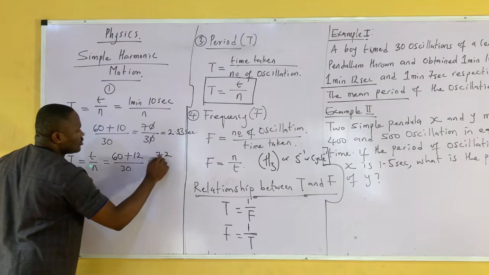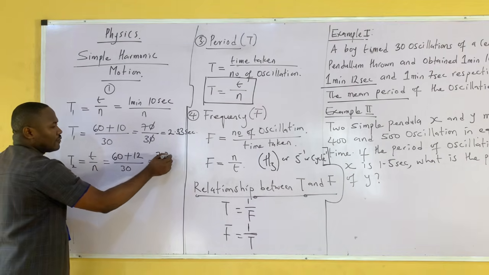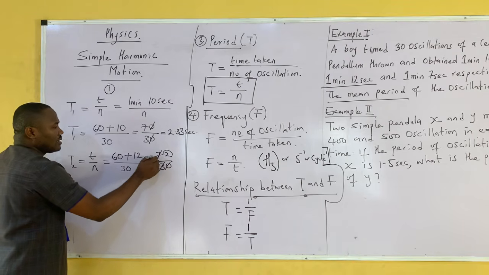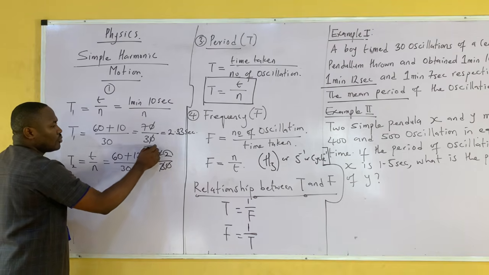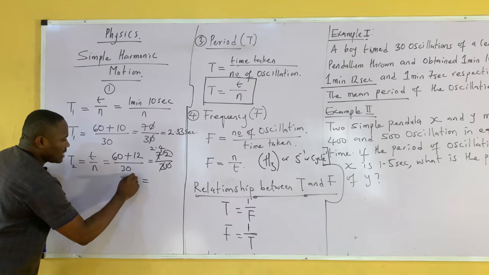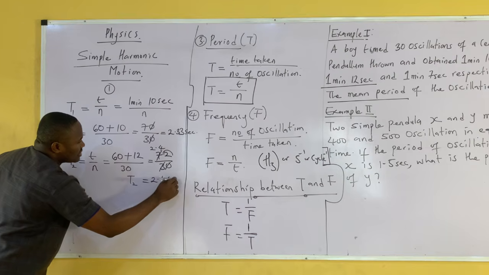I have 72 over 30. Now, if I want to take this off, I'll bring in a decimal point here. Then 3 into 7 is 2, point, remaining 1 into 12 will be 4. So my answer here will be equal to that. My T2 is equal to 2.4 seconds.